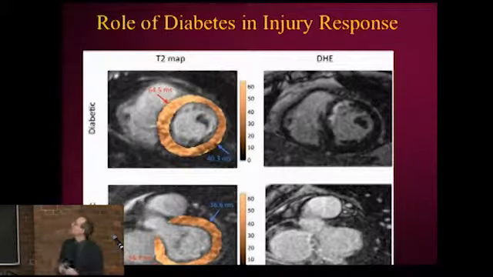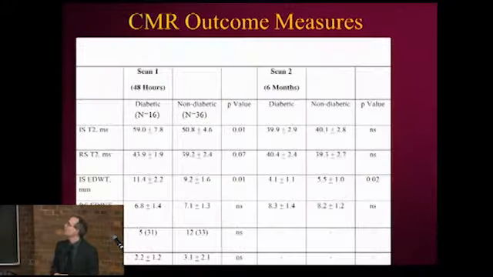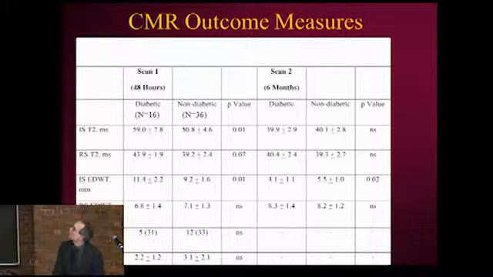So again, if we look overall, here 16 patients with diabetes versus 36 without. At the early time point at day 2, we see a significant difference in the T2 in the ischemic territory, suggesting more edema in the diabetic population, and non-significant, but moving towards significance, elevation in the remote territory in the diabetics versus the non-diabetics. So again, perhaps that edematous response is actually approaching being more systemic.